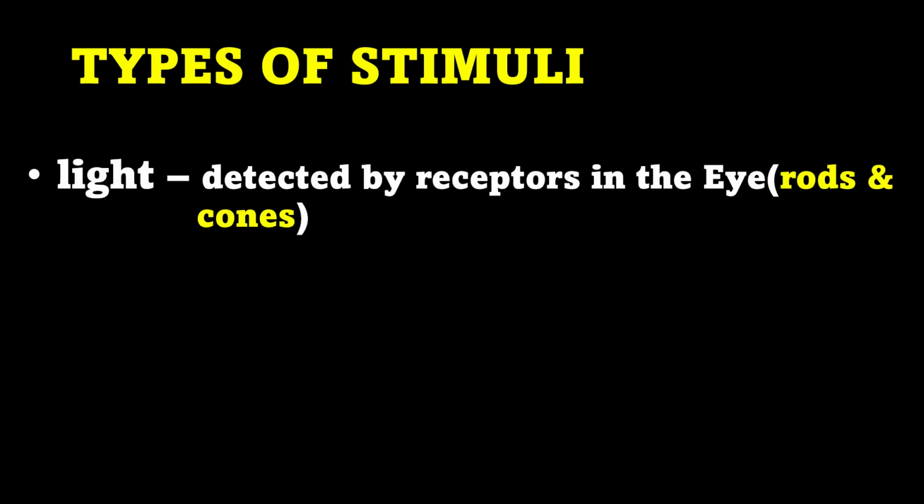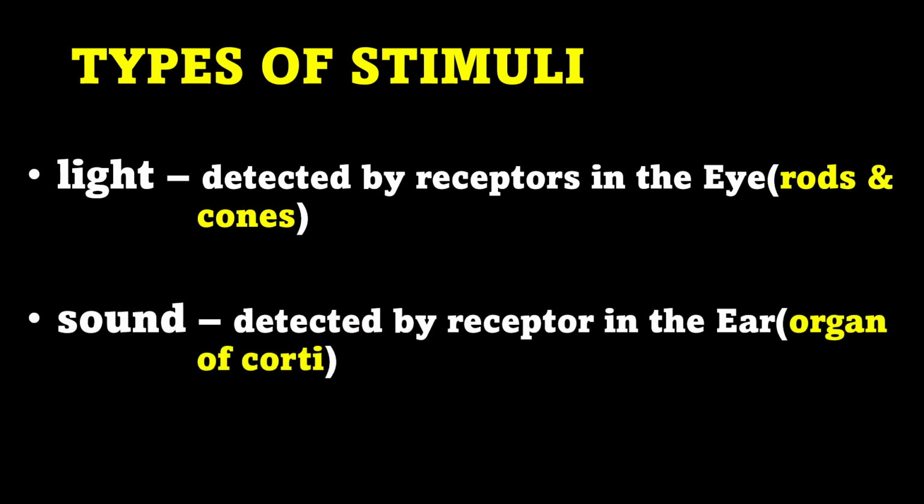Lastly, we have to know the types of stimuli that you need to know for examination purposes. That is light. Light is detected by receptors in the eye, not the eye as an organ, but specifically a part of the eye called the rods and the cones. These are the photoreceptors. And then for examination purposes, you have to know about sound as a stimulus, which is detected by the ear. The ear performs two functions. It allows us to hear sound and also to maintain balance.